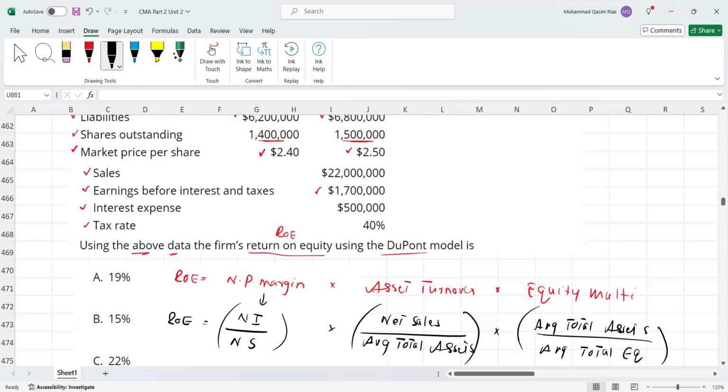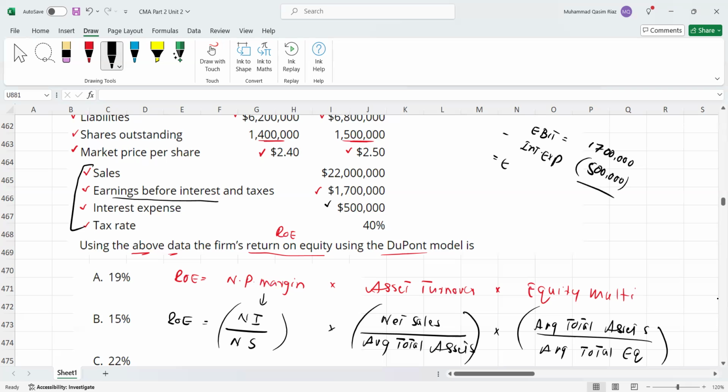Now let's have a look at what is given and what is not given. If I go through this information from here till here, I can at least get net income. So how will you find net income? I'm just solving here, guys. We are already given earnings before interest and tax, so EBIT is given. How much? 1.7 million. From there, I deduct interest expense, which is also given in the question, 500,000.